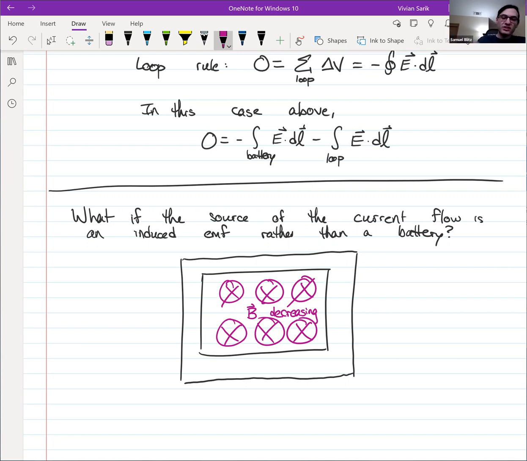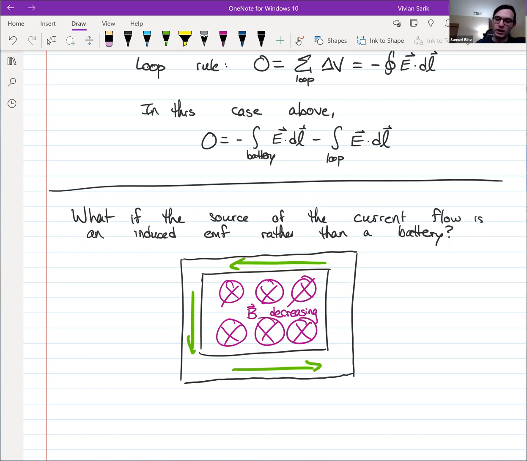Right. So if B is decreasing into the screen, we know that B is pointing into the screen, the flux is into the screen. Sorry, I'm still trying to get used to this issue with the reversed camera. So the magnetic field's pointing into the screen, but the flux is decreasing. So we need more magnetic field pointing into the screen. That means we would need an electric current that goes this way.